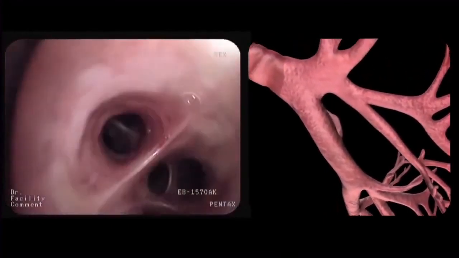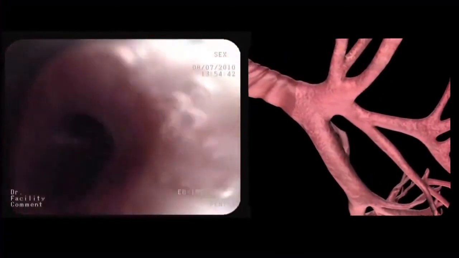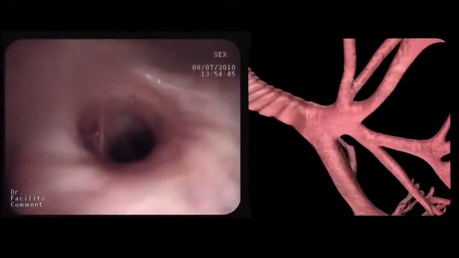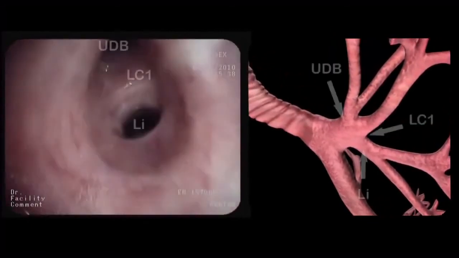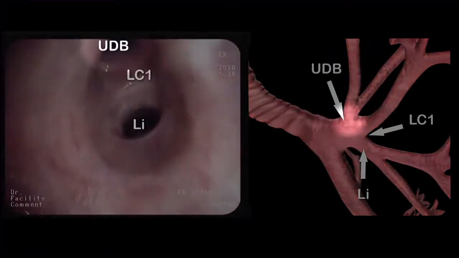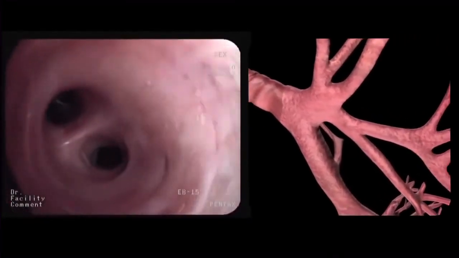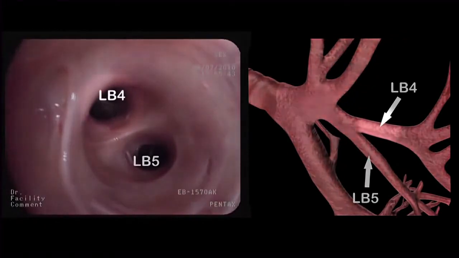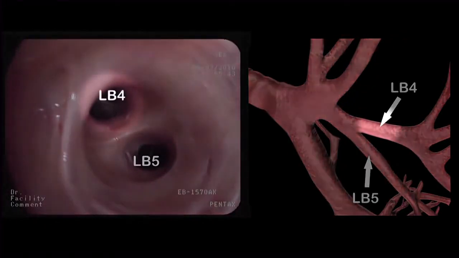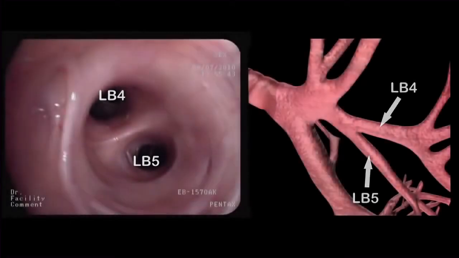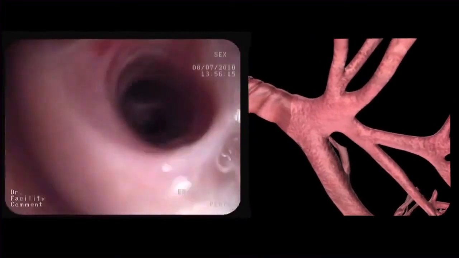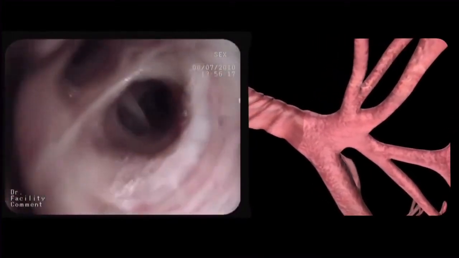After inspection of the basal branches, the bronchoscope is slowly retracted in order to reach the left upper lobe. When entering the left upper lobe, we recognize the upper division bronchus, the left carina 1, and the lingula. The lingular bronchus divides into the superior segmental bronchus, or LB4, and the inferior segmental bronchus, or LB5. The bronchoscope is retracted and advanced into the upper division bronchus.